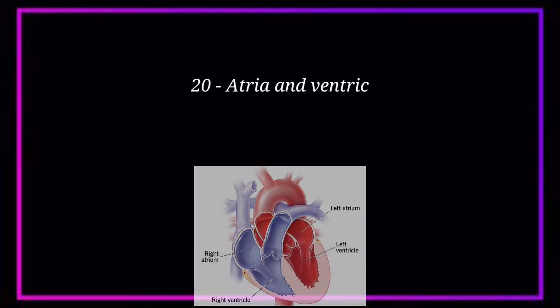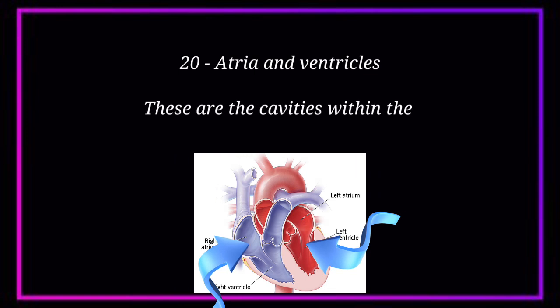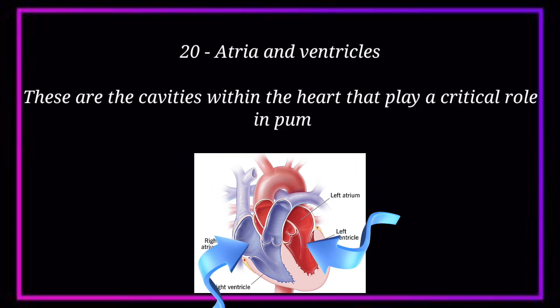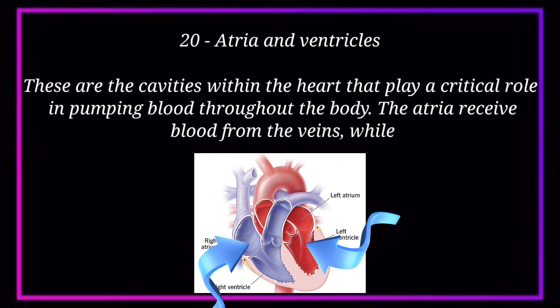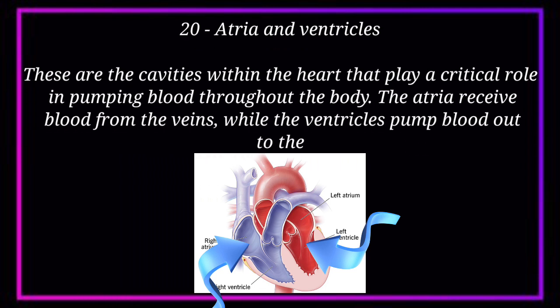Number 20. Atria and ventricles. These are the cavities within the heart that play a critical role in pumping blood throughout the body. The atria receive blood from the veins, while the ventricles pump blood out to the arteries.